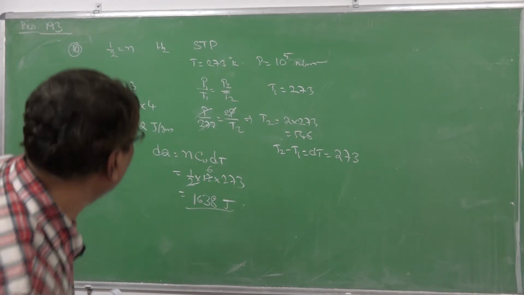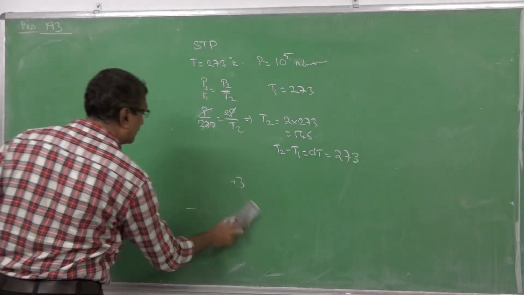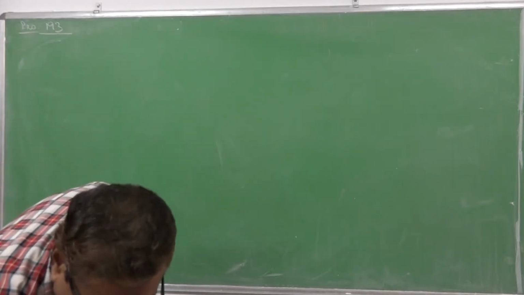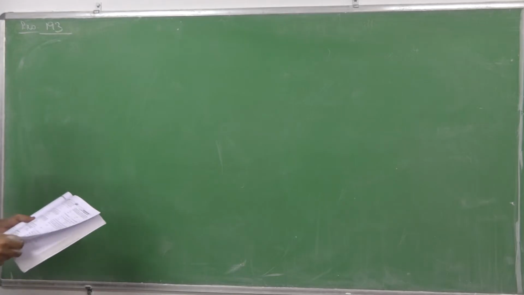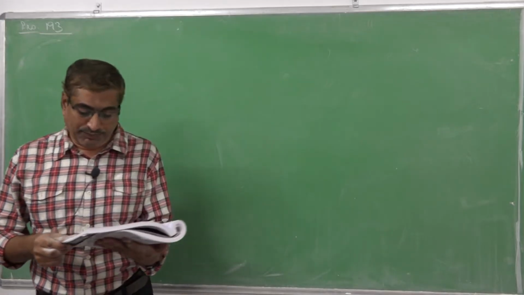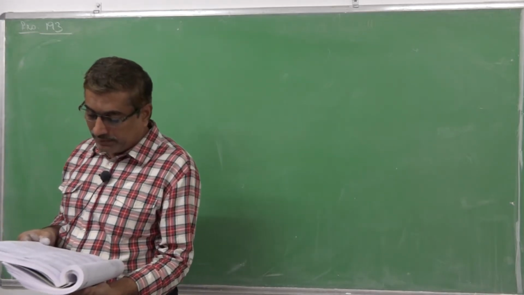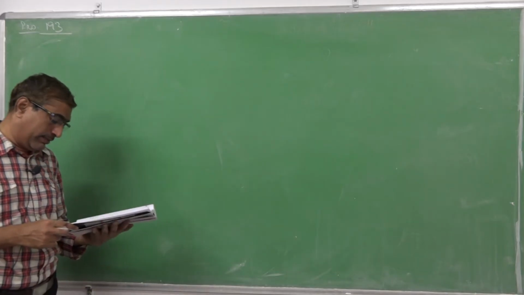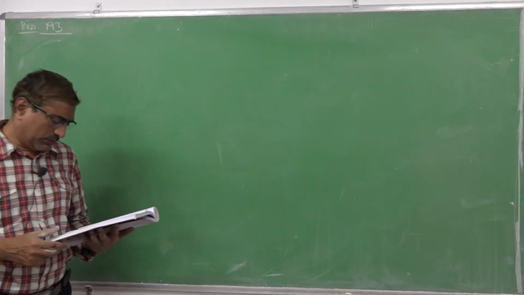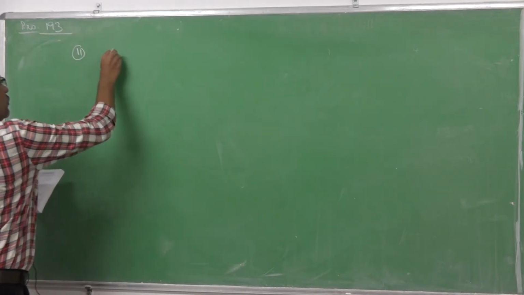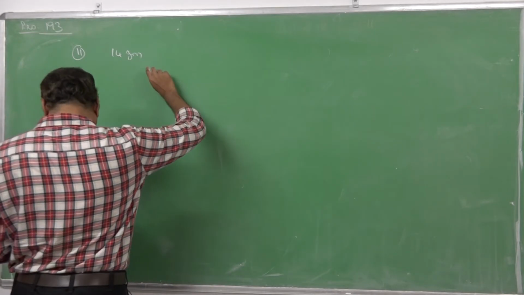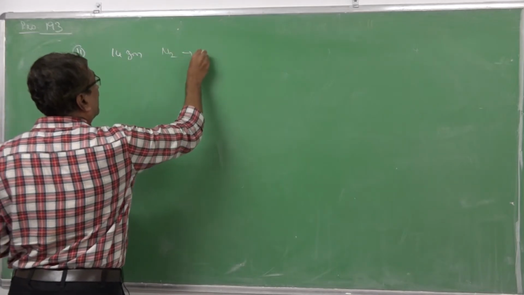Now the 11th one. How much heat energy in joule must be supplied to 14 gram of nitrogen at room temperature to raise the temperature by 40 degrees centigrade at constant pressure? A simple one. So 14 gram of nitrogen, and that means N2, that means it is diatomic.